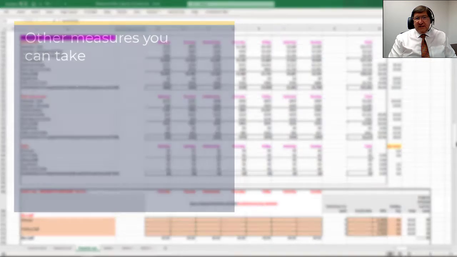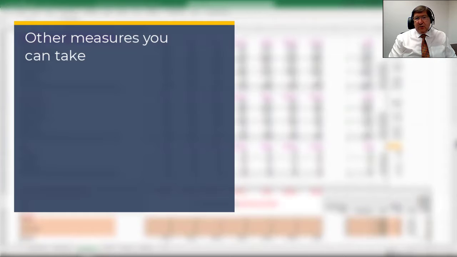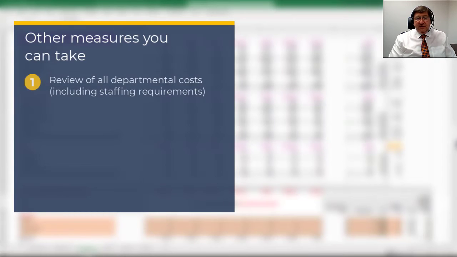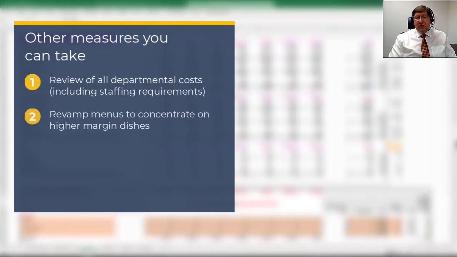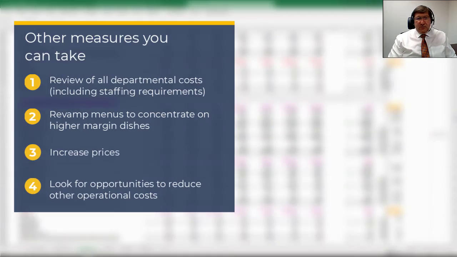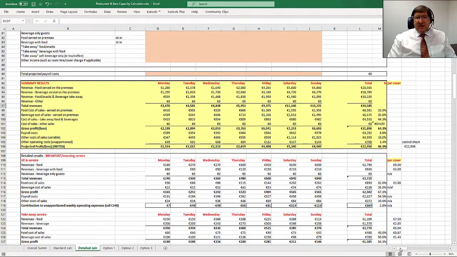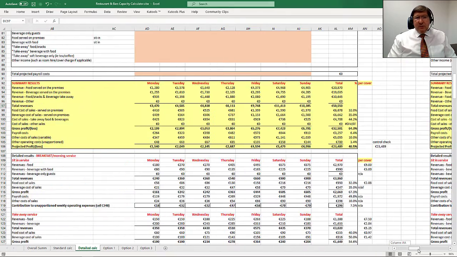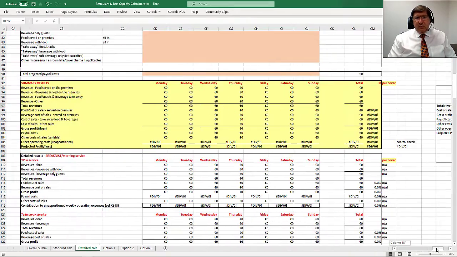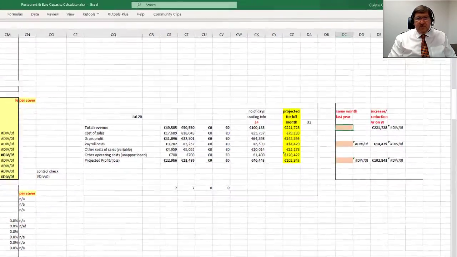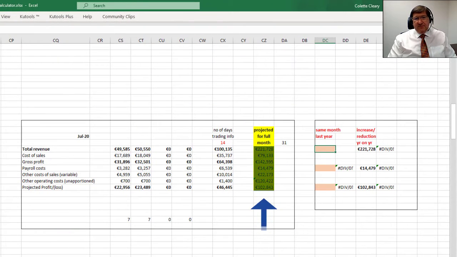Other measures you can take to mitigate any loss or low profit levels include a review of staffing levels, the revamping of menus to concentrate on higher margin dishes, the increasing of prices, or any other opportunities that there are to reduce your operating costs. If you choose to enter, say, 1 week's information in the sheet, the calculator will automatically prorate your entries to give an overall total for the full month. The results are shown here.